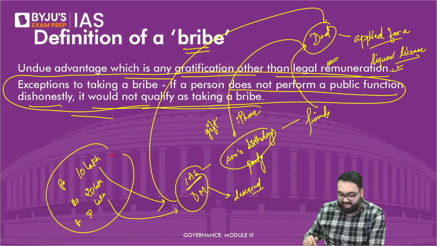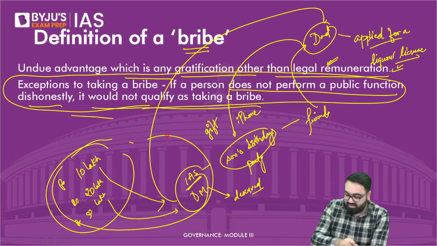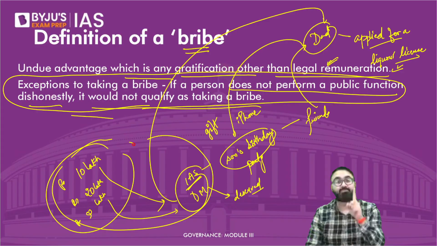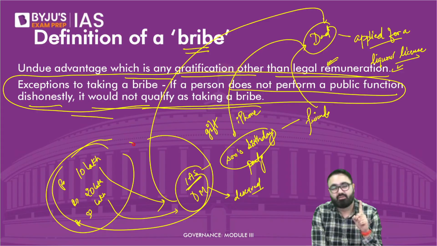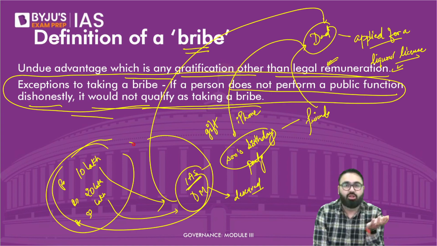Because in this case, there will be a question of disproportionate assets. This will become a case of disproportionate assets. How did you get all that money? But it is usually the first example that I gave you that applies.